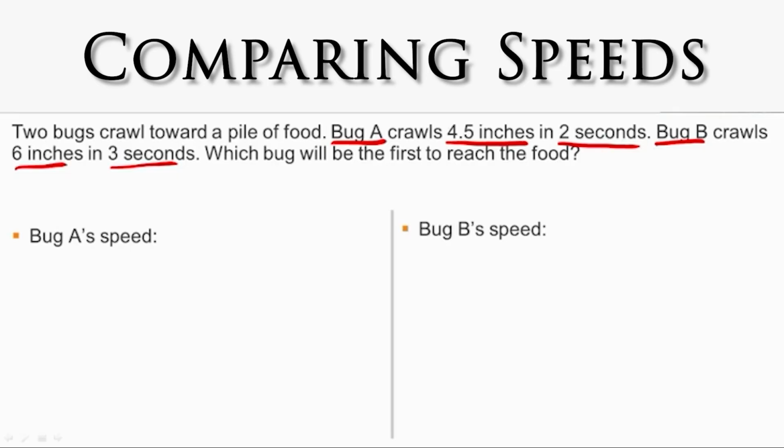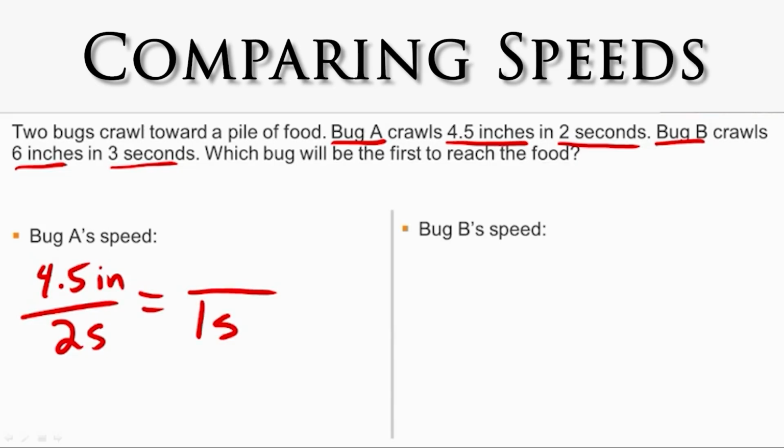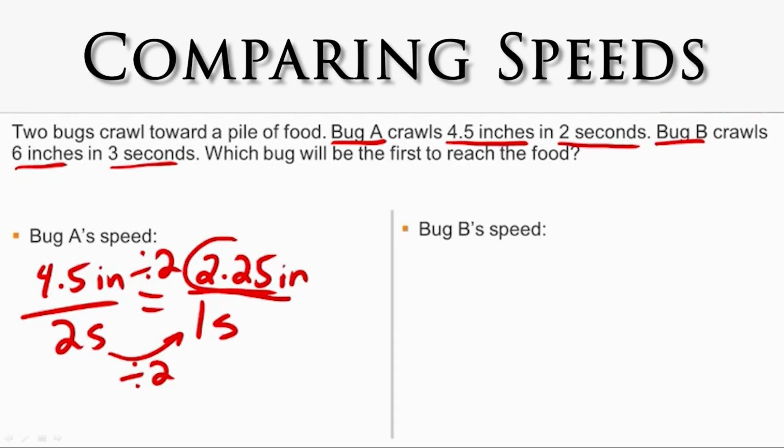Let's get started with bug A. Bug A crawls 4.5 inches in 2 seconds. This is its rate of speed. We're going to convert that to a unit rate of speed. Remember, with a unit rate, your denominator is always 1. So how do we get from 2 seconds to 1 second? We divide it by 2. And whatever we do to the denominator, we do to the numerator. So we're going to divide by 2. So 4.5 divided by 2 is going to be 2.25. So this tells us that bug A crawls 2.25 inches per every 1 second.